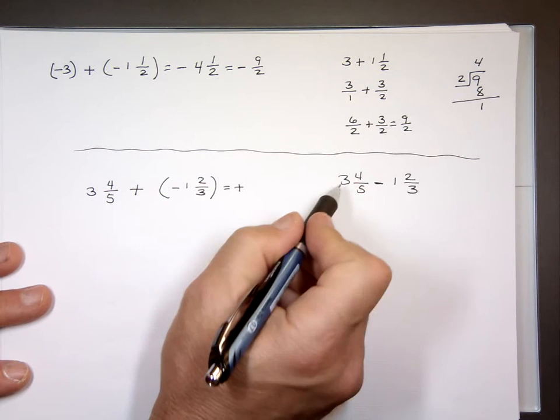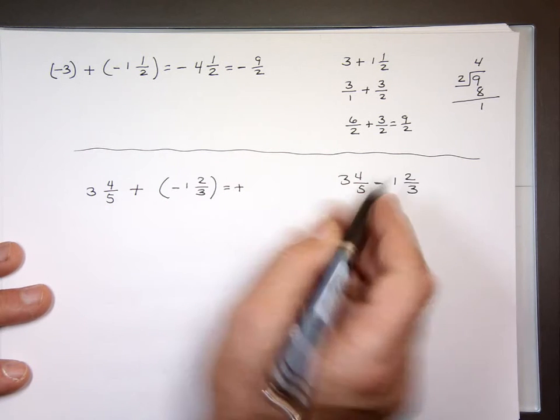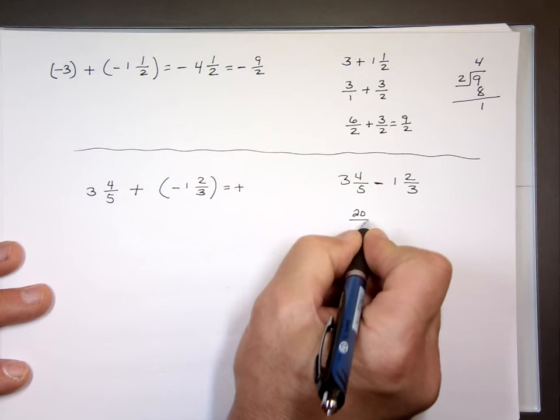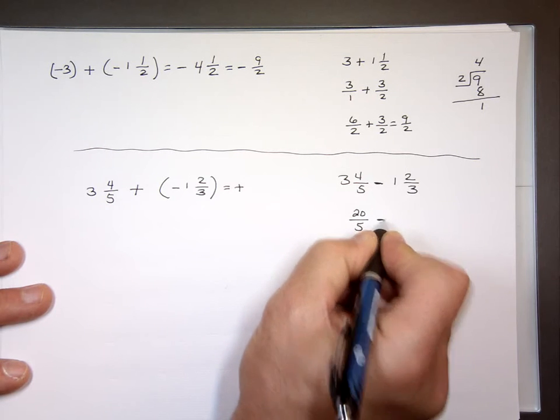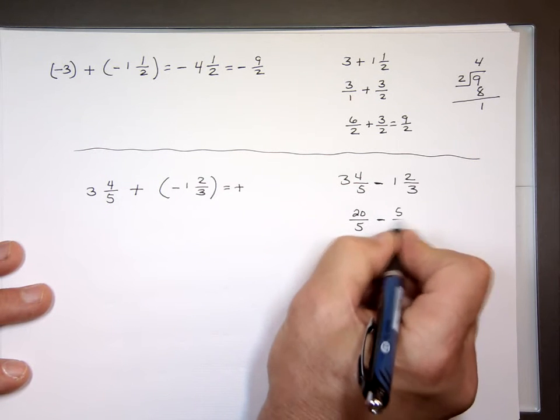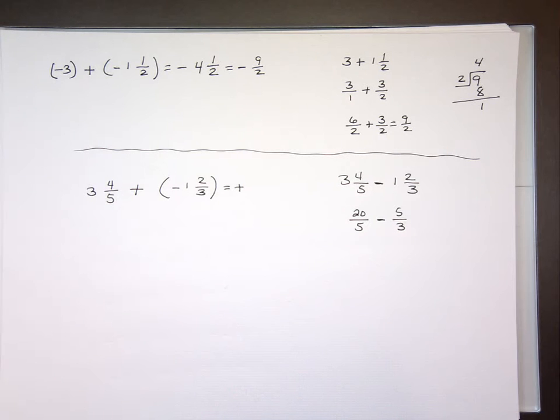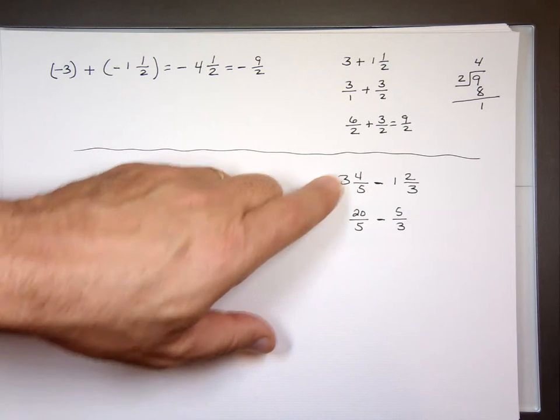5 times 3 and 4, 20 over 5 minus 5 over 3. I keep bringing fractions because I know that's where your problem is. 15 plus 4 is 19. Oh, 19. Thank you.